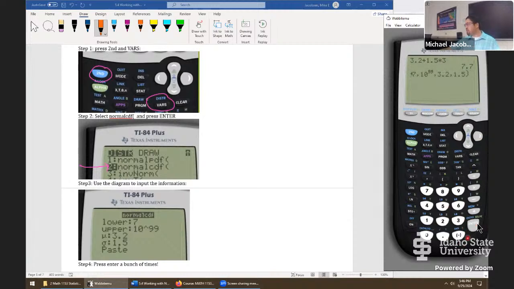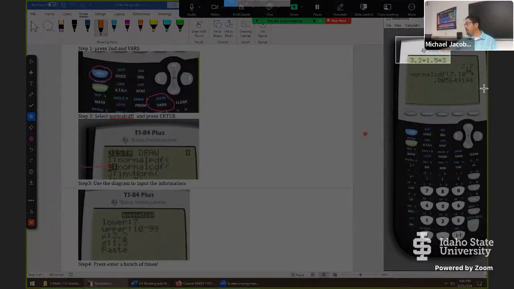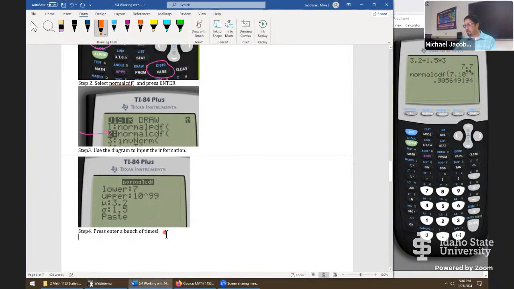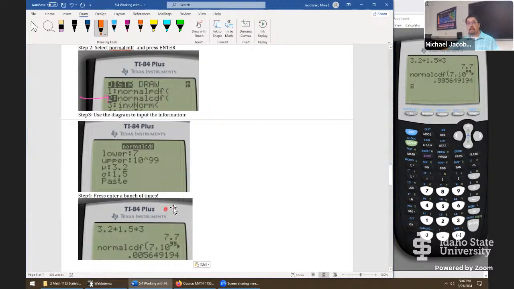But on this line, all you're going to do is press enter again. So that's why we just said a bunch of times. And that's your answer, 0.00544649. Let's put that down just to show this is what your calculator should look like at that step. Any questions, folks, on getting to that number?